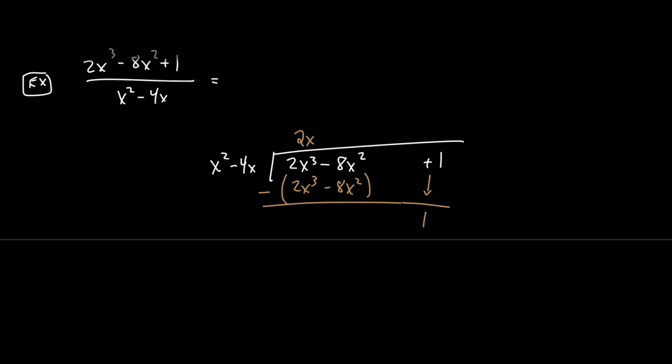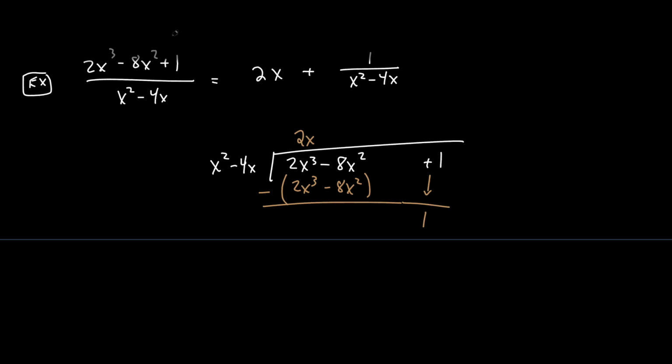What this means is that we perfectly divided this out into 2x with a remainder of 1. The 2x divided perfectly, but I still had this 1 lingering. That 1 I was not able to divide by x squared minus 4x, right? So this whole rational function is equivalent to 2x plus 1 over x squared minus 4x.